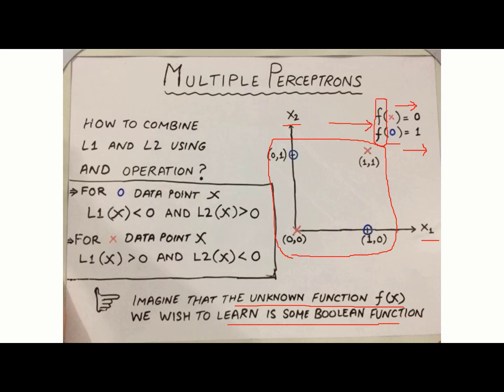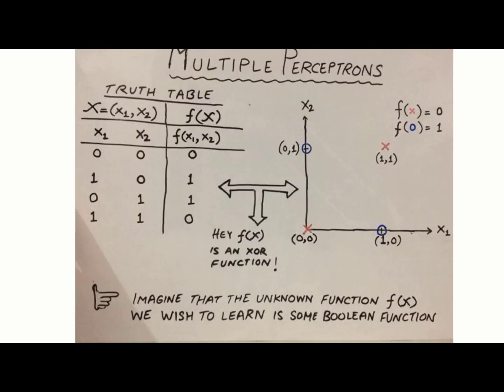a Boolean quantity. So at this point, can you guess what Boolean function this diagram is representing? And yes, you may have guessed it correctly. Quite unsurprisingly, it is representing an exclusive OR function, or XOR. So f of x is an exclusive OR function, and it is also represented by the truth table shown here.